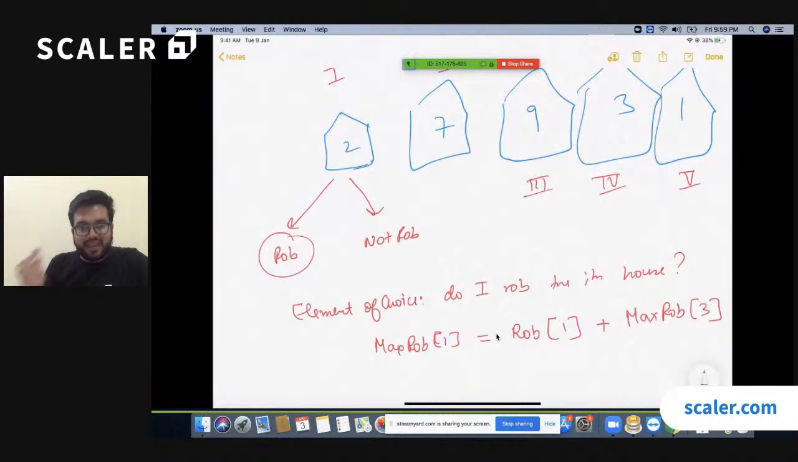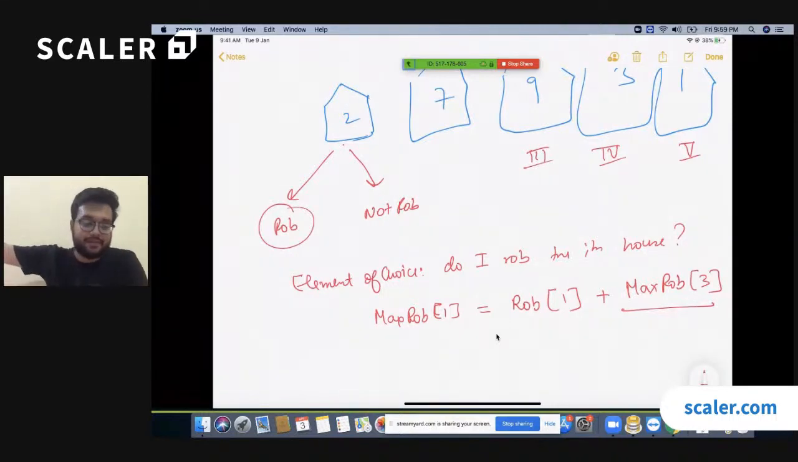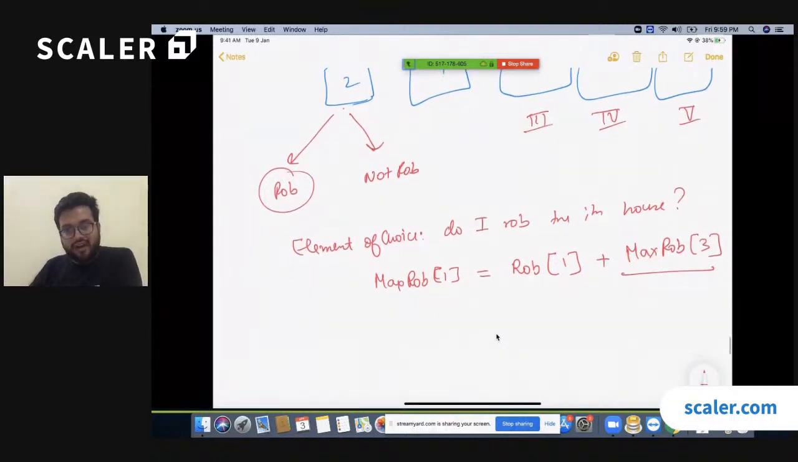I first of all had a bigger problem of finding what is the total gold that I can accumulate from robbing the first to the fifth house. I have two options, either to rob it or to not rob it. Let's say I rob it. If I rob it, I will reduce my problem to a smaller problem of saying, what is the best answer that I can get from the third house till the end. Right, so max rob 1 is equal to rob 1 plus max rob 3. This is one option that I have.